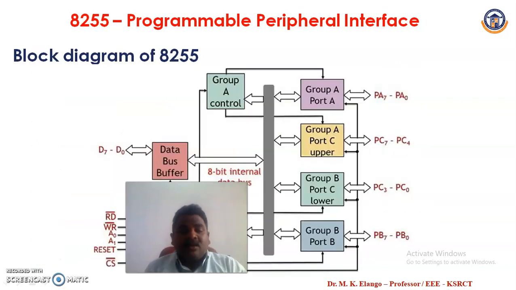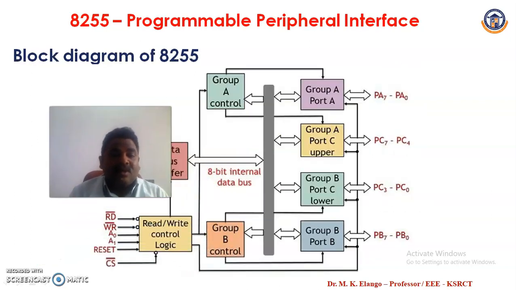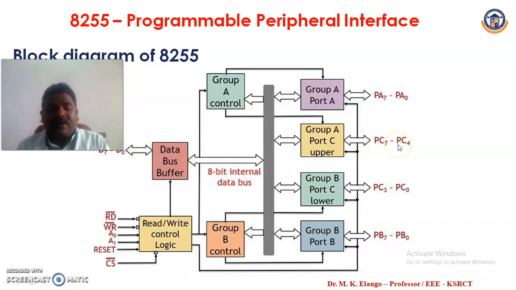Okay, then the block diagram of 8255. From the pin details of 8255, we easily came to know that it has 3 ports, port A, port B and port C. Here port C is divided into two parts. One is the lower port and the other is the upper port, right? The lower port PC0 to PC3, those 4 signals act as the handshaking signals for port B.